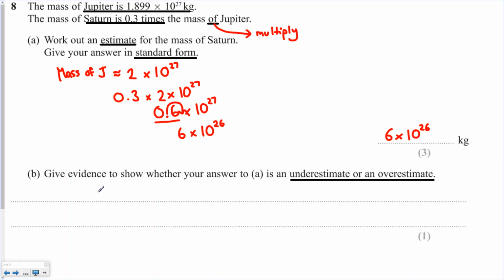So we're going to answer this question like this. We rounded up, therefore we overestimated. And that's how you answer that question.